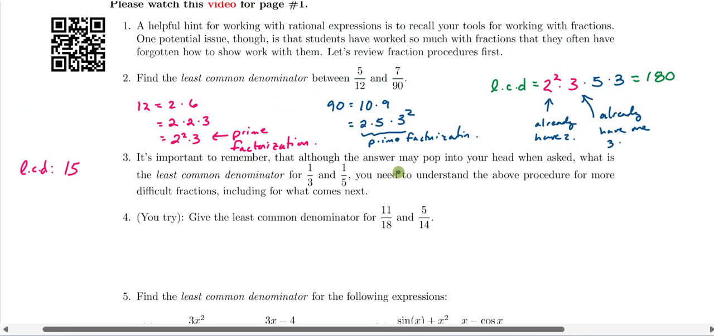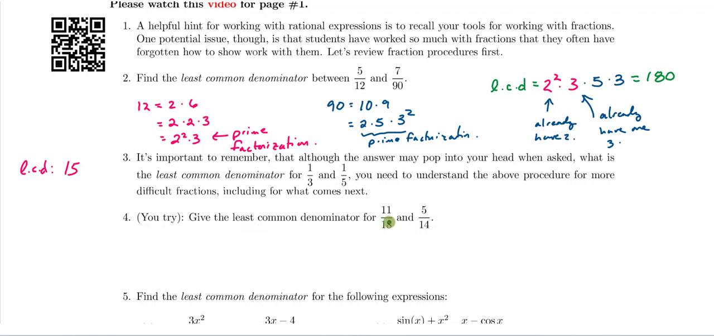So what I'd like you to do now is pause the video and give the least common denominator for 18 and 14. So pause the video and give that a shot.